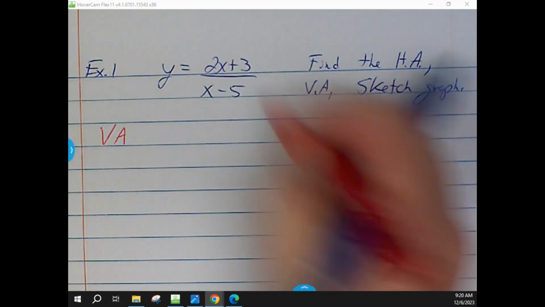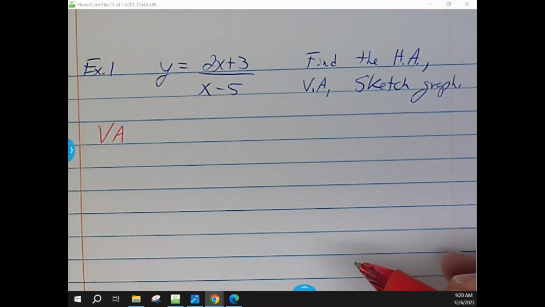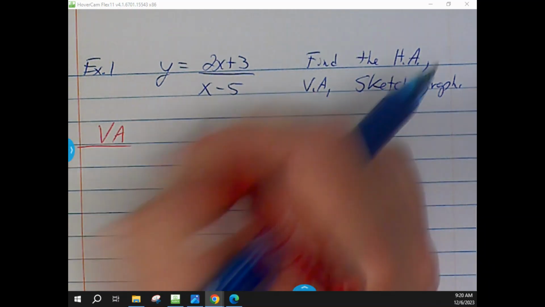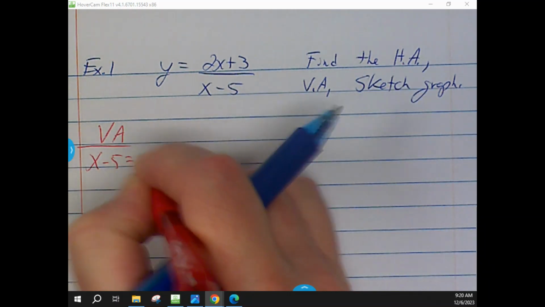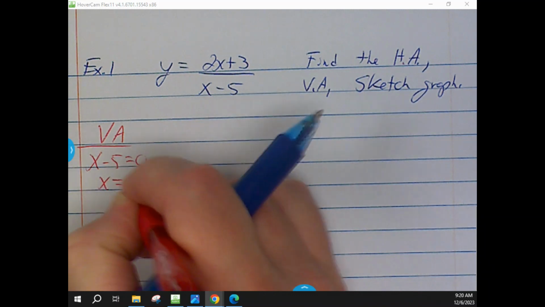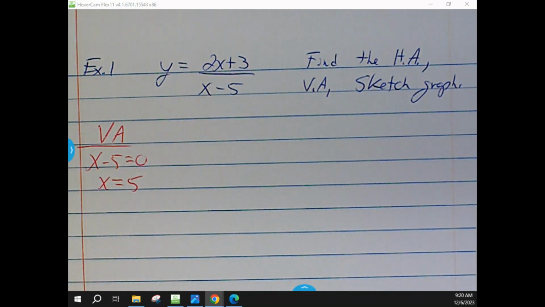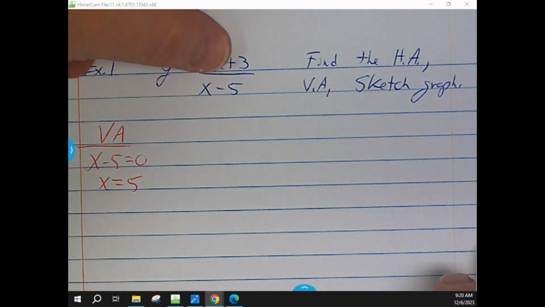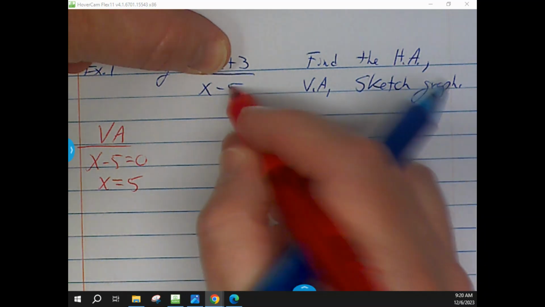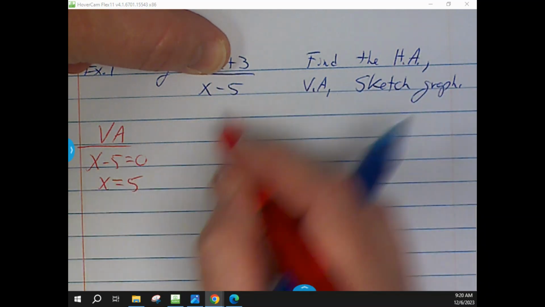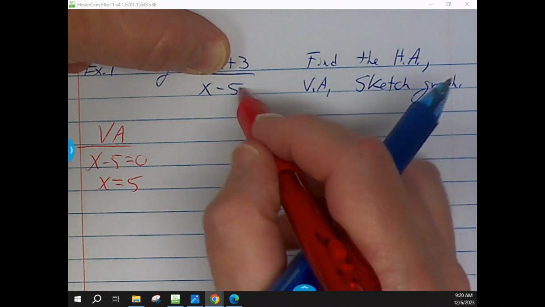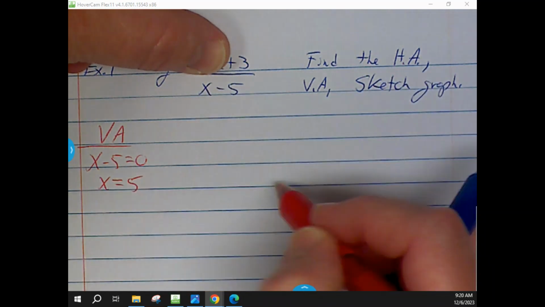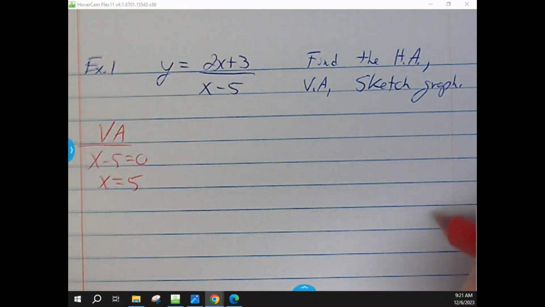Okay, nothing cancels, so there are no holes in the graph. For vertical asymptotes, that's just x minus 5 equals 0. So it's x equals 5. That goes into the same thing we were doing yesterday, that if this was 3 over x minus 5, we knew that we were going to move this thing 5 spaces to the right. If it's just this denominator, we're going to move it to the right. There's our numbers we're looking for.